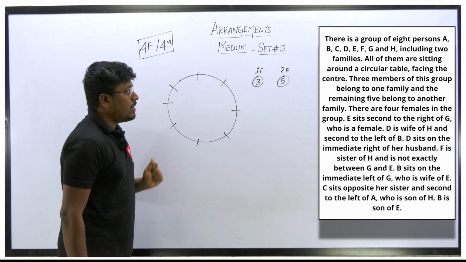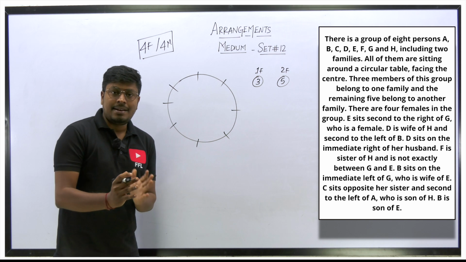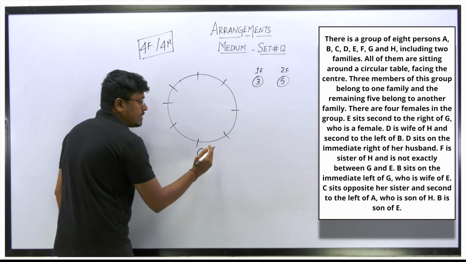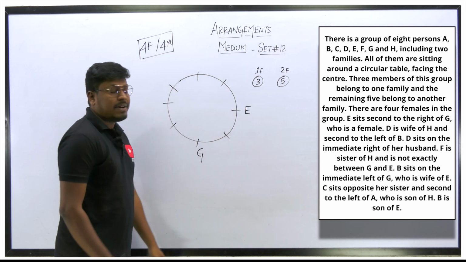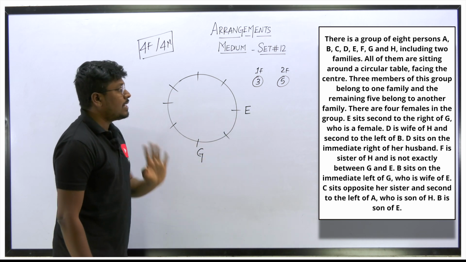Now the first point is, E sits second to right of G. So on G's right hand side, at the second place, E is sitting. So let me start from here. G's right hand side, 1 and 2. At the second place, the person E is sitting. And we don't know the gender of the person. Let me move on to the next point.